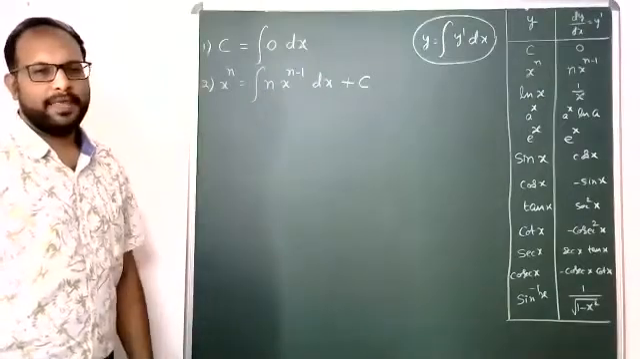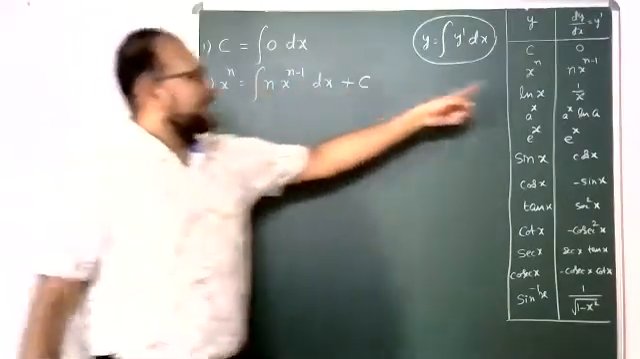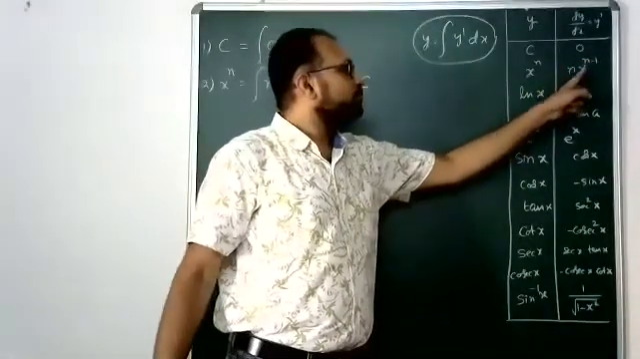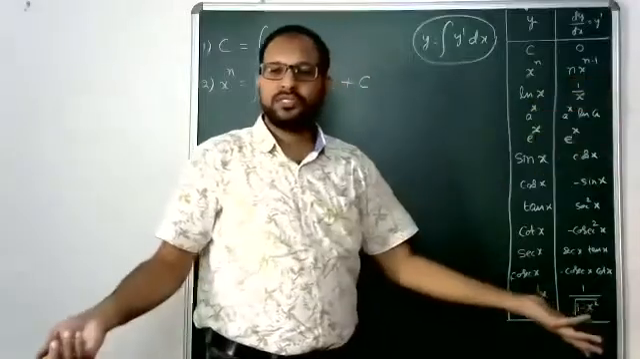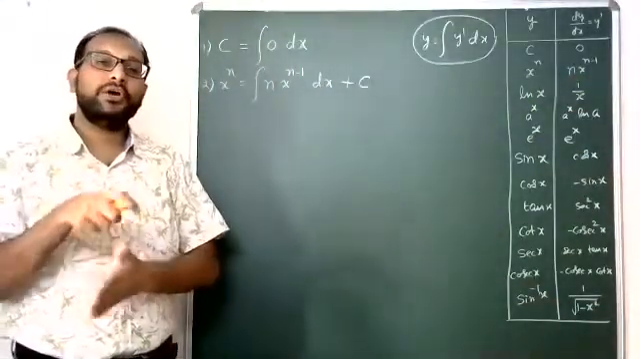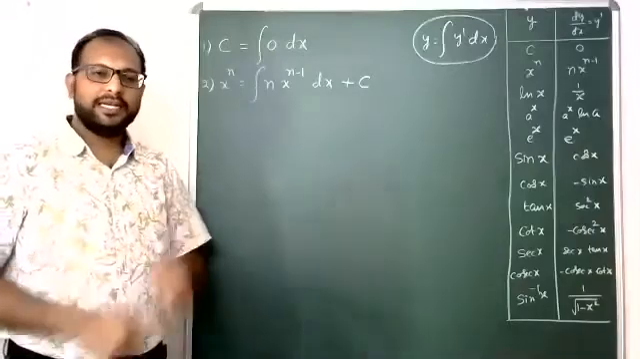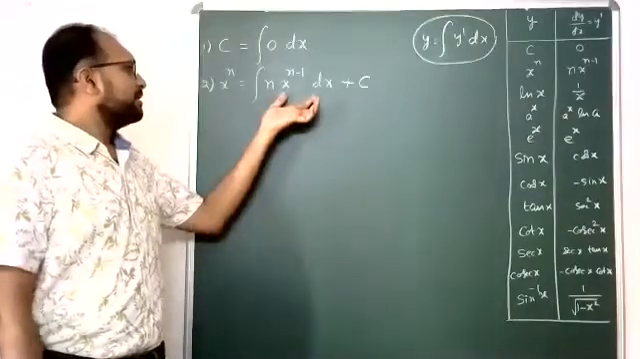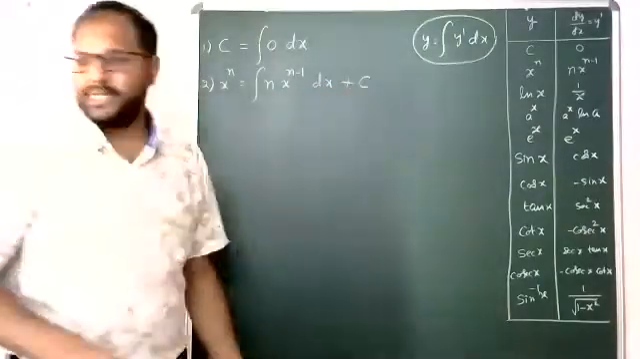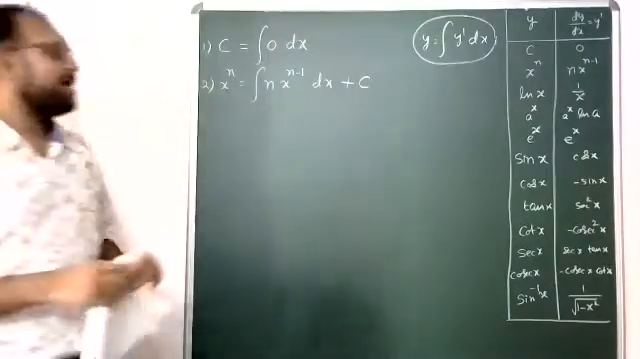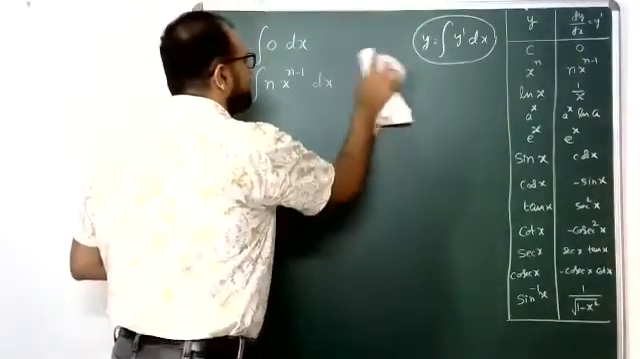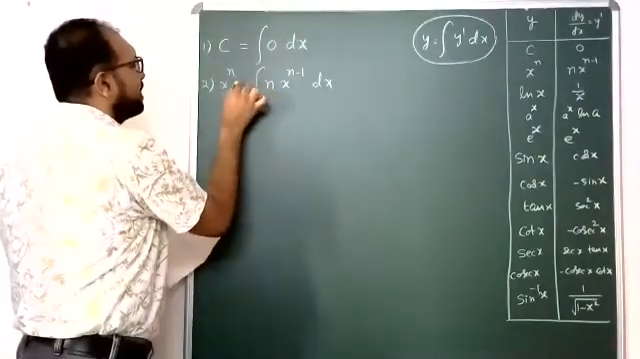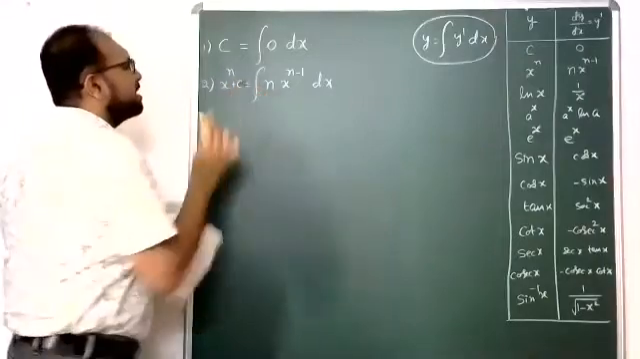So, this n into x to the power of n minus 1, we can write as n into x to the power of n minus 1 plus 0 also. But what is the integral of 0? Constant. That's why in indefinite integration, any integration, we add some constant. Here I am writing this constant, any constant: x to the power of n plus constant.